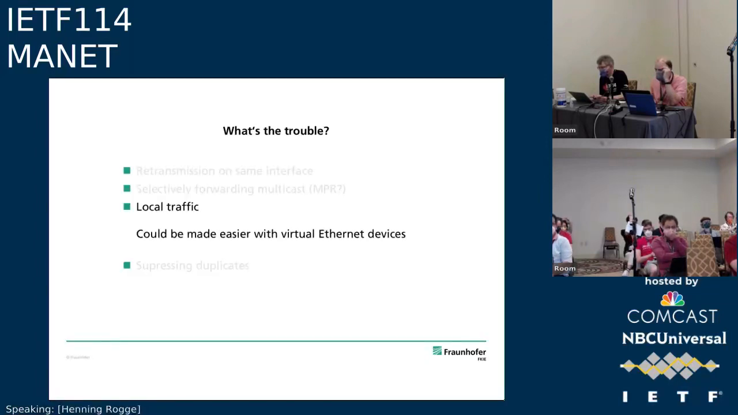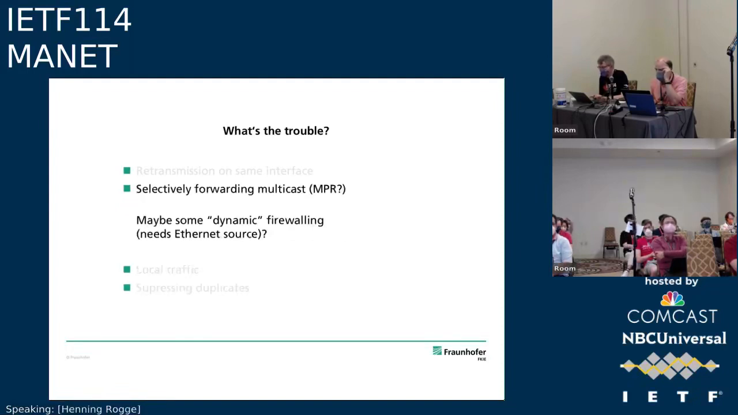Selective forwarding of multicast. Sometimes we want to deal with incoming multicast differently depending on which node last sent it to us. To improve the efficiency of the forwarding a little bit, we could do this in theory with some clever dynamic firewalling. We might need access to something like the Ethernet MAC address, and nobody likes to dynamically load iptables, ebtables, nftables rules all the time, but it could be possible.